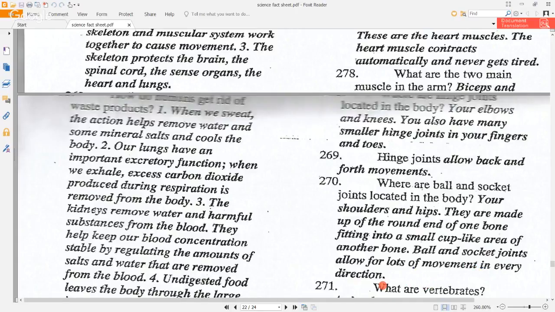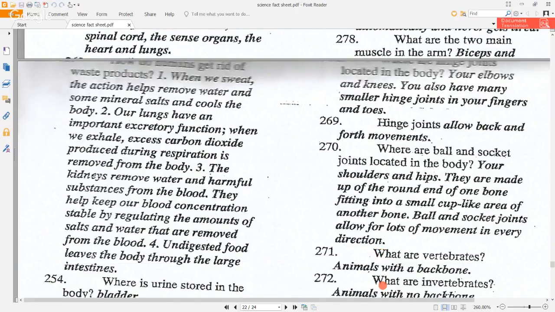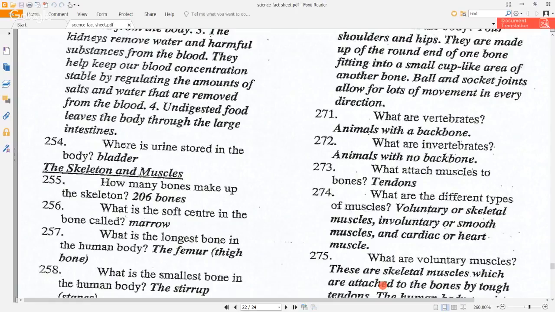What are vertebrates? Vertebrates are animals with a backbone. What are invertebrates? Invertebrates are animals without a backbone.